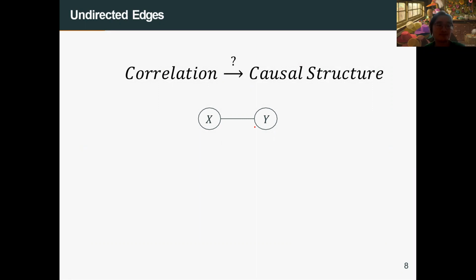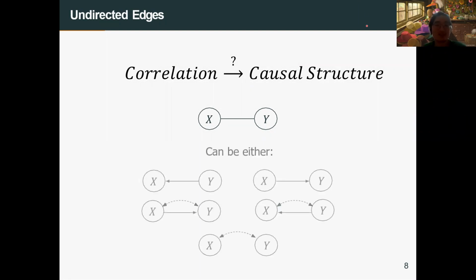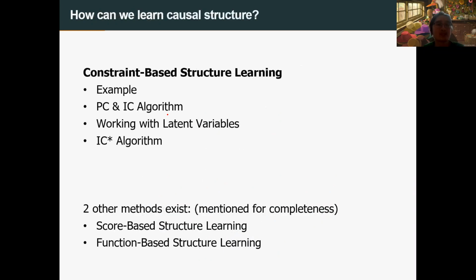So if you only know that X and Y are correlated somehow, then it makes sense that we can't really say much about it. It can be either that X influences Y or Y influences X. There might be a latent variable. There might not be a direct dependence from X to Y, and you might only have the latent variable here. So then the question becomes, how do we learn this causal structure?